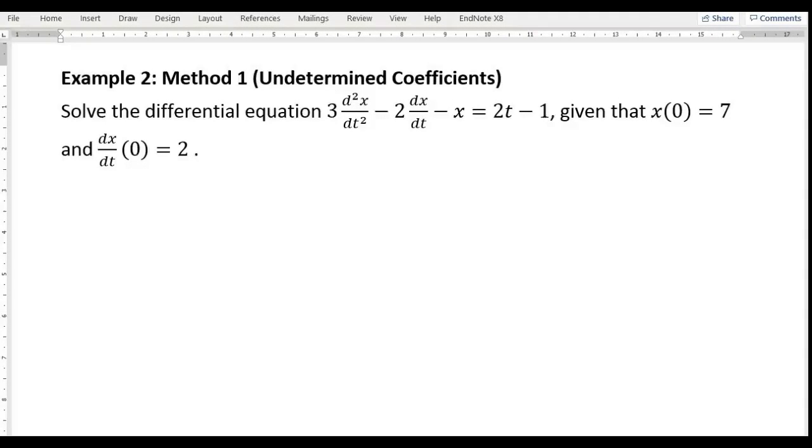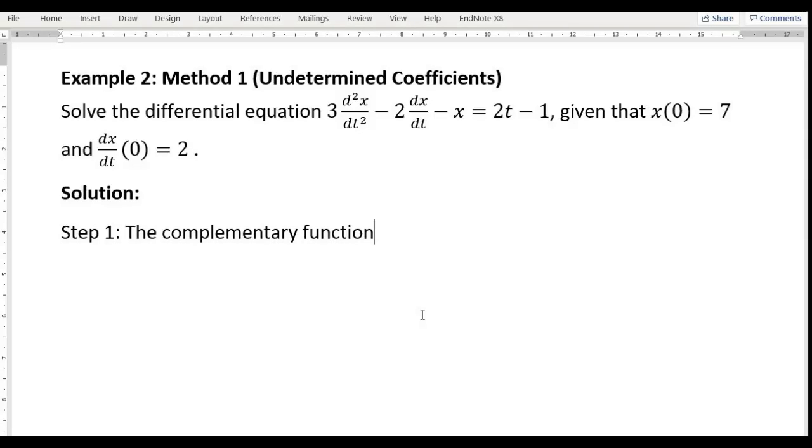Okay class, now we're going to see another example of undetermined coefficient methods to solve the non-homogeneous equation. In this example, you are given the differential equation of this particular expression, and you are given the initial value of x at t equals 0 is equal to 7, and the derivative dx with respect to t at t equals 0 is equivalent to 2. So you need to find the solution to this problem.